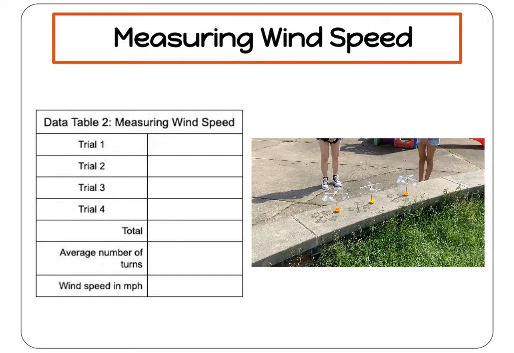Finally, take the average number of turns from data table 2 and divide that number by the number of turns for 1 mile per hour that you recorded in data table 1. If you remember, I recorded 2.5 turns for 1 mile per hour, so I would divide my average by 2.5. Once you've done this calculation, record your answer in the bottom row of data table 2.